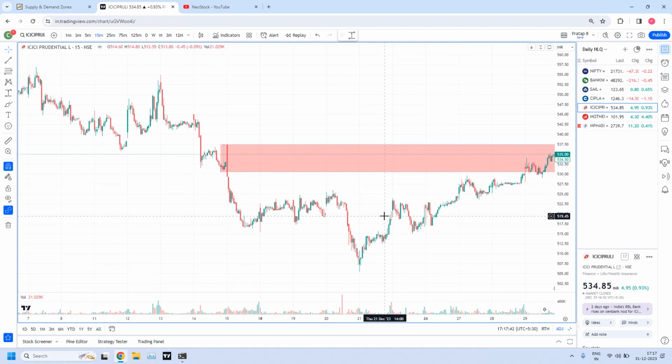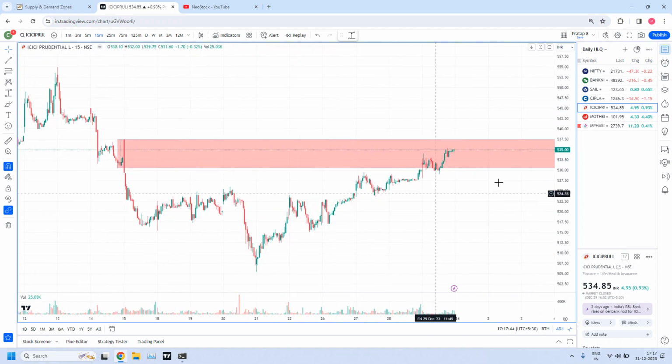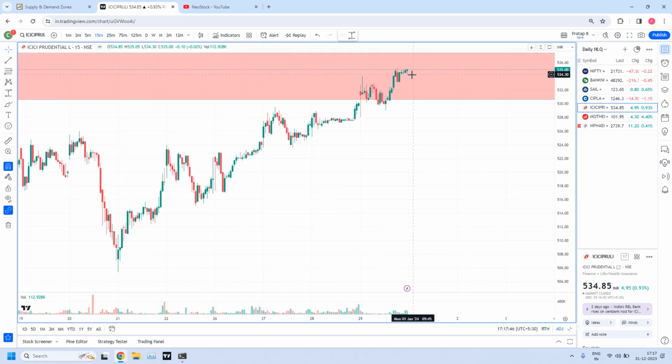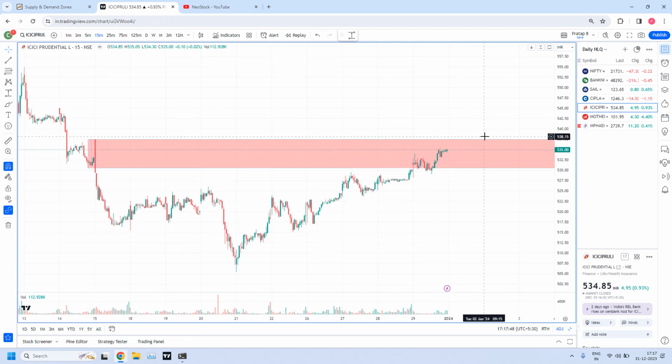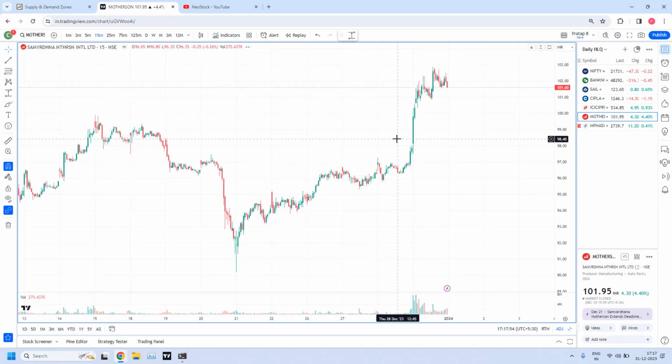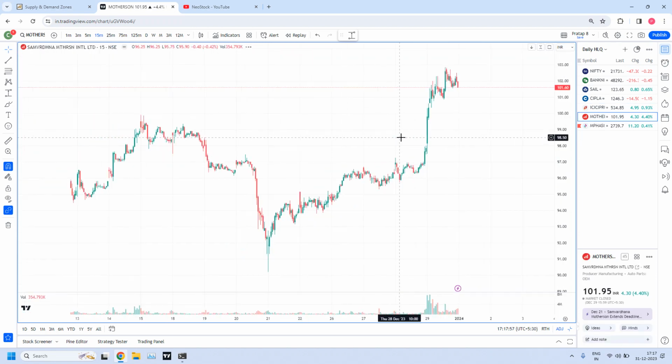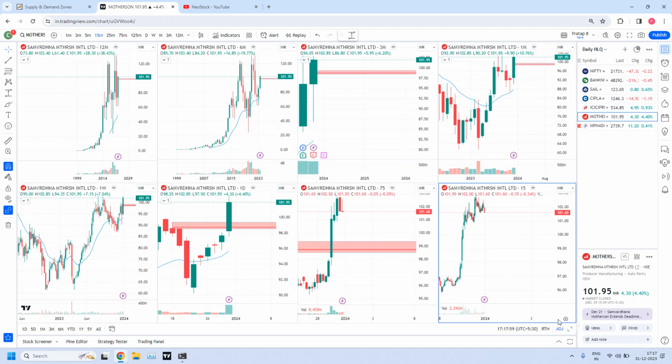So I say Prudential supply zone is not a good supply zone. It is not yet violated, but it will be violated easily. And next one is Motherson. This is also a 75-minute supply zone.